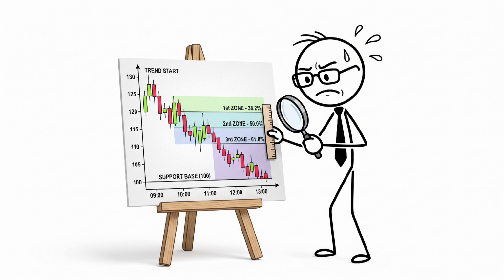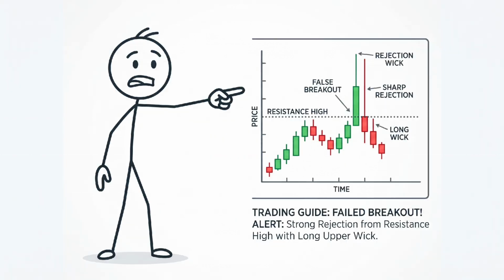Warning sign 2. Deeper corrections. In a healthy trend, pullbacks stay shallow, around 30%, not even reaching the midpoint. When corrections start hitting 50%, then 60%, then 70%, buyers aren't showing up as strongly. Control is shifting. Warning sign 3. Failed breakouts. Price pushes above the prior high, then immediately reverses. No follow-through, no displacement. Just a spike and a rejection. Often the final warning before a real reversal.